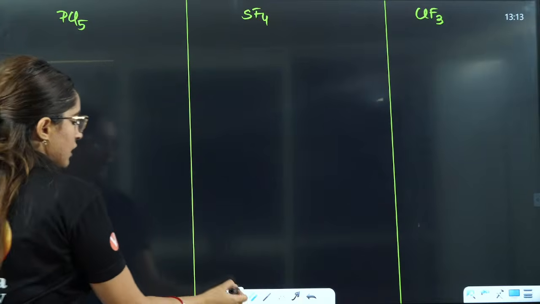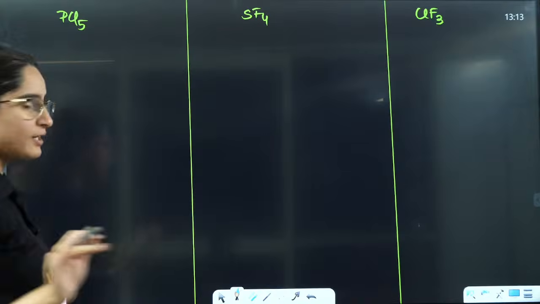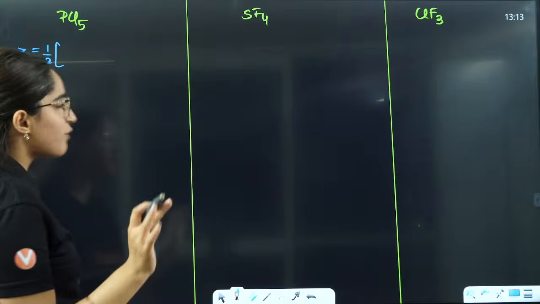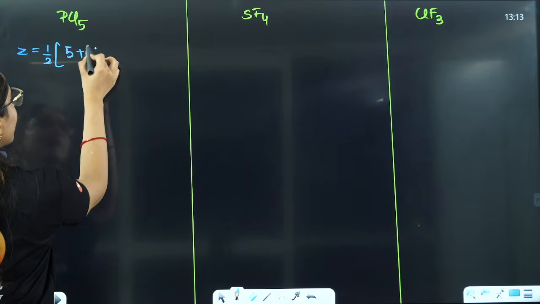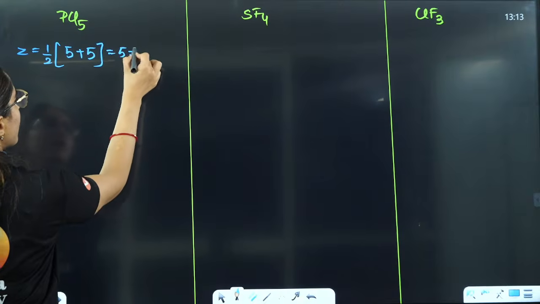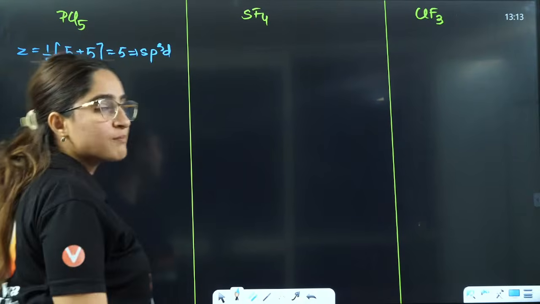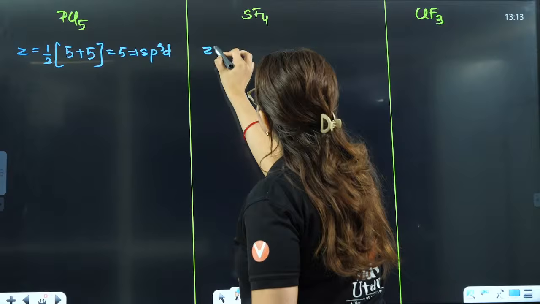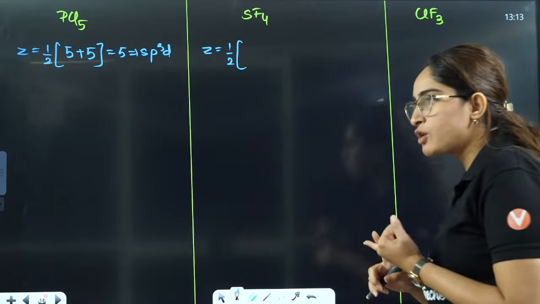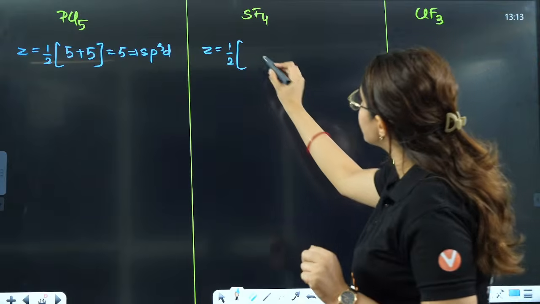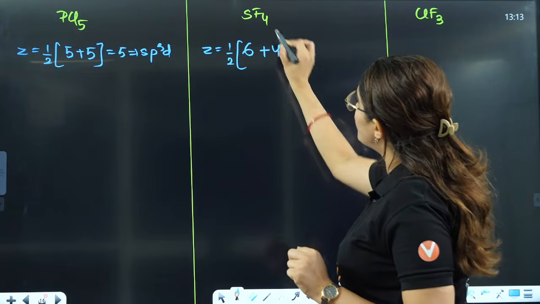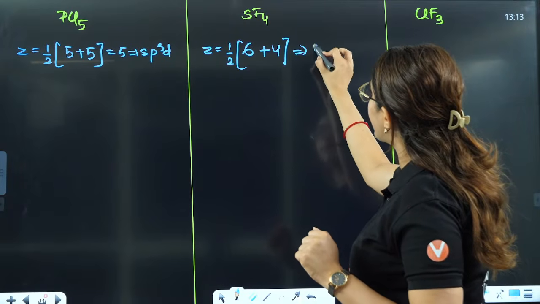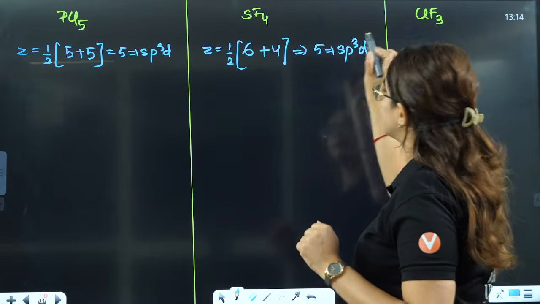Firstly, same thing I am doing again and again. Z is half. Phosphorus belongs to group number 15, means 5 outermost electrons. Monovalent are 5. No negative or positive charge. Overall 5. It is sp3d hybridization. That means trigonal bipyramidal geometry. Again here Z is equal to half. Sulfur belongs to group number 16. That means 6 outermost electrons. 4 monovalent here. Halogen is monovalent. Right? No positive or negative charge. 10 by 2 is 5. That means again sp3d.